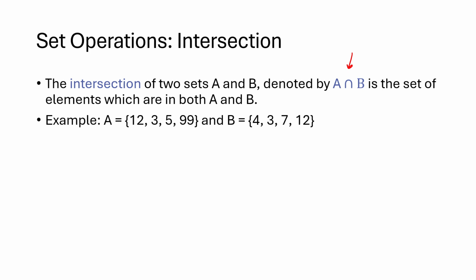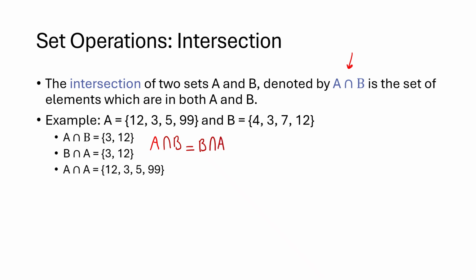For example, if A is 12, 3, 5, 99 and B is 4, 3, 7, 12, their intersection, A intersection B, will be the set of elements that are common between A and B. And if you look, there are two of them, namely 3 and 12. Similarly, we can take the intersection of B with A, and it's going to end up with the same set. And similar to union, we can say that the intersection of two sets is commutative, which means that the intersection of A with B is always equal to the intersection of B with A.